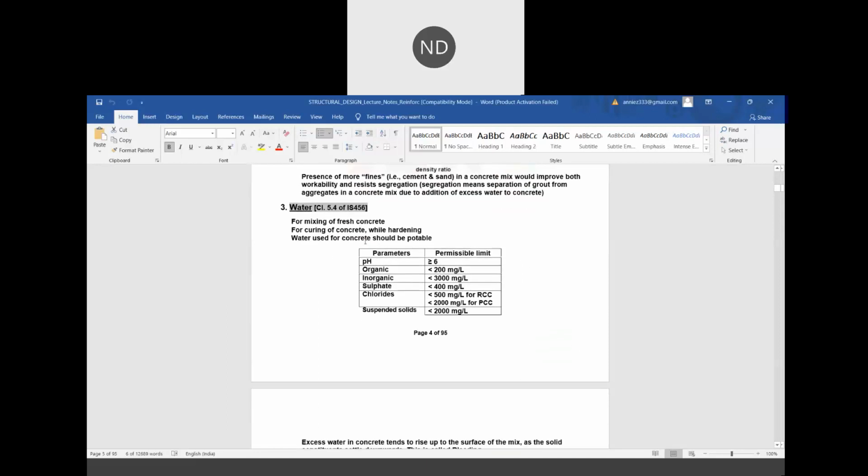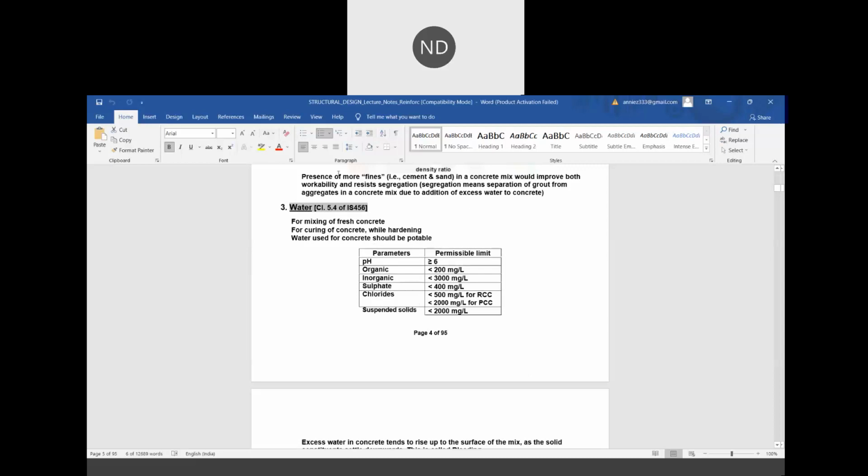Clause number 5.4 is about the water. How many materials were there for your concrete? Cement, aggregates, water. And the aggregates can be either fine aggregate or coarse aggregate. Fine aggregate was sand, coarse aggregate was your stone, and the aggregate sizes we have discussed in the IS code. The normal size is 20 mm; where you have no restrictions, you can use 40 mm or greater, up to one-fourth of the minimum thickness of the member.